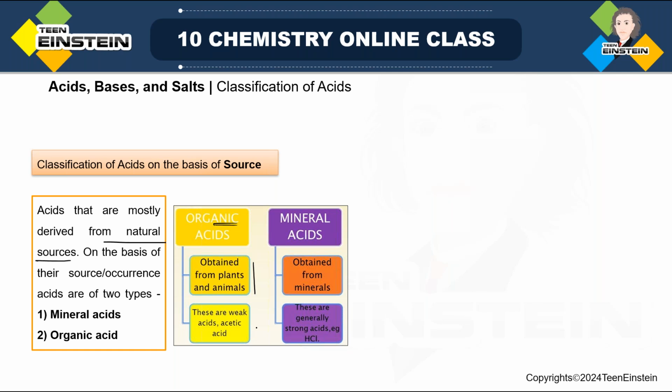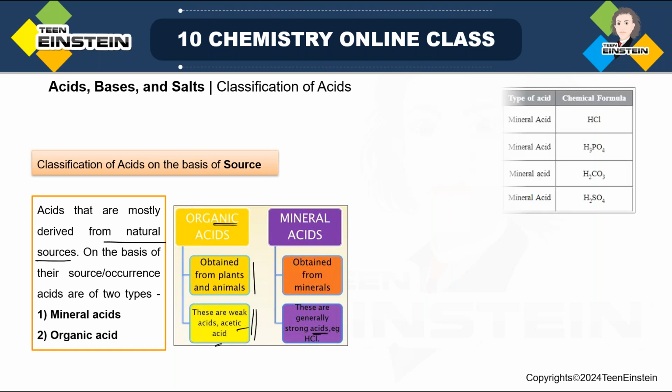Okay. And mostly in general, I am not saying there are no exceptions, but in general you will see organic acids, compared to mineral acids, are weak. One example we have here, acetic acid, and mineral acids are generally strong acids. But in mineral acid also you will see some acids that are not so strong, but it is a general observation that organic acids are comparatively weak.